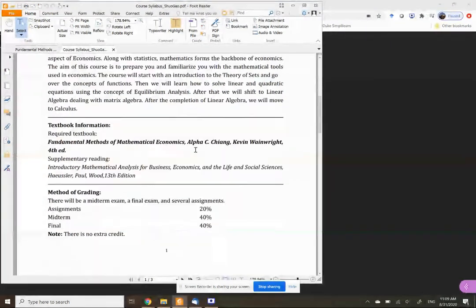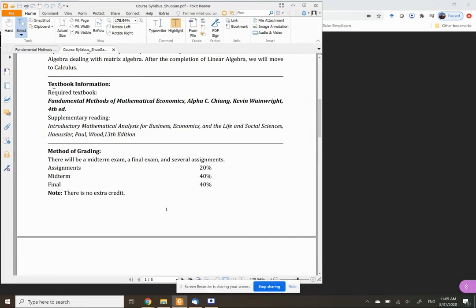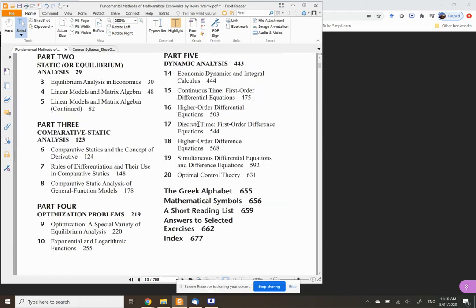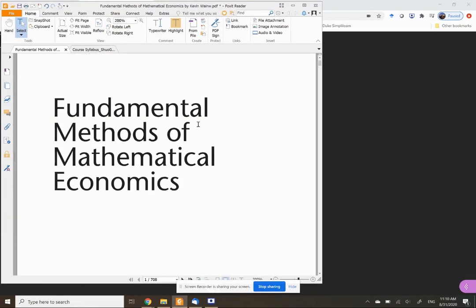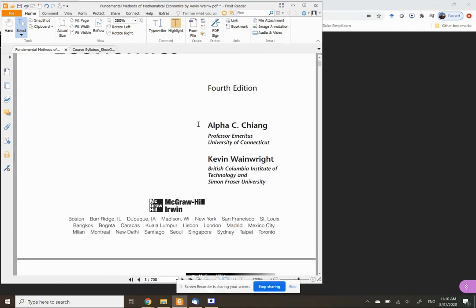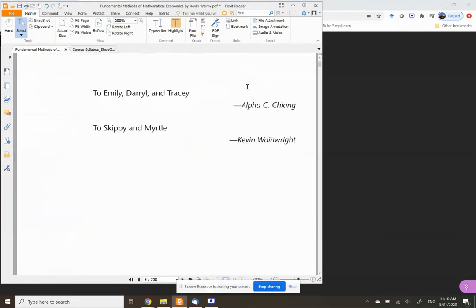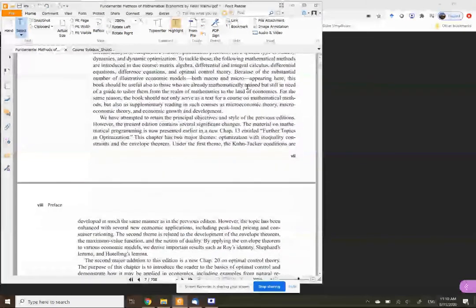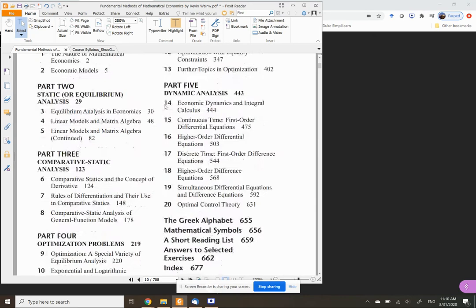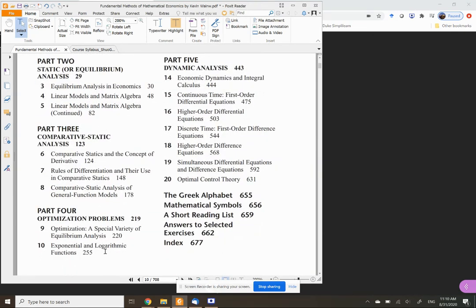Next, the key thing is our textbook. Our textbook has the same name as our course name, so it's also called Fundamental Methods of Mathematical Economics. I've downloaded the PDF version of the book. It's the 4th edition, and I will follow this book closely. There are 20 chapters, but I think I will just finish the first 10, since we don't have much time.